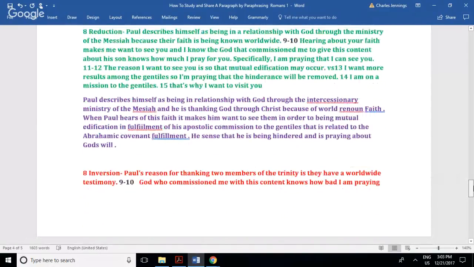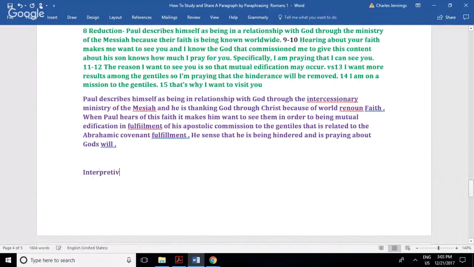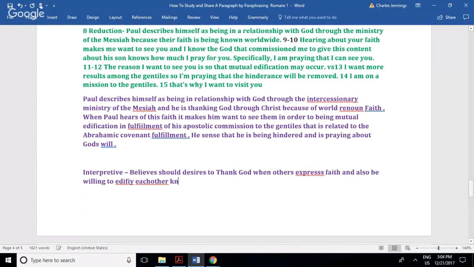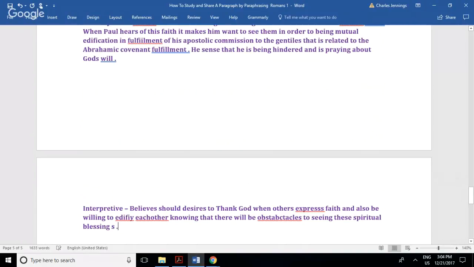And then I could come in and I could say something at the interpretive level. I could say that believers should desire to thank God when others express faith, and also be willing to edify each other, knowing that there will be obstacles to seeing these spiritual blessings. But it is the will of God.